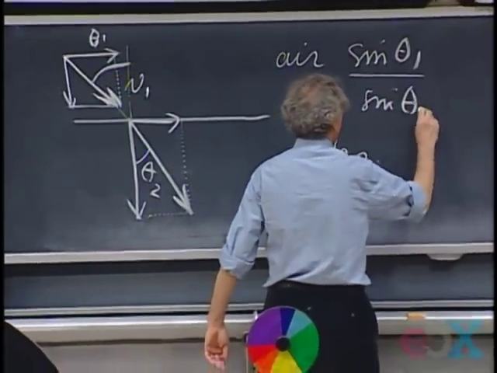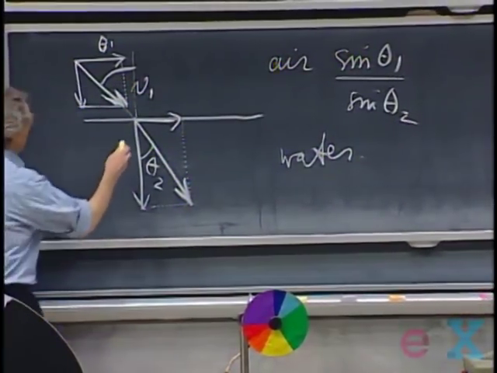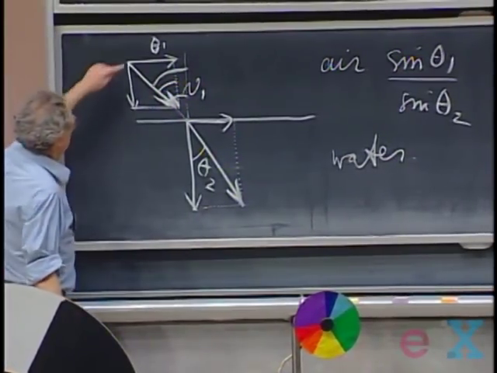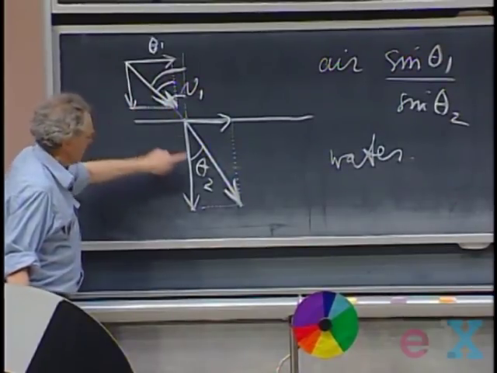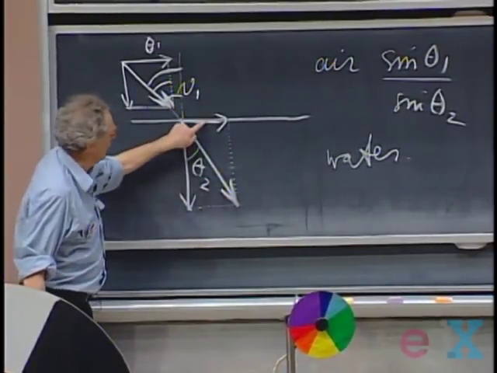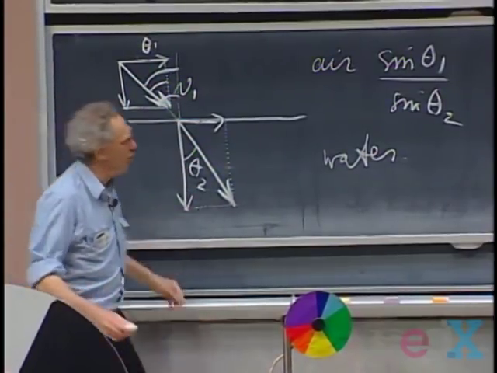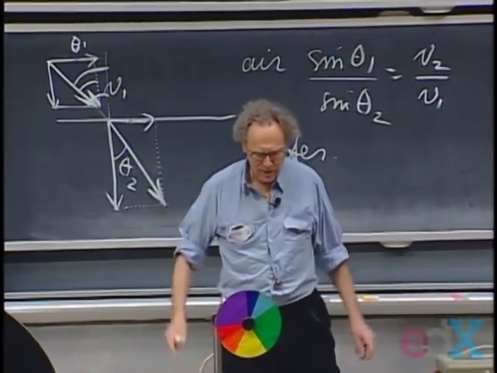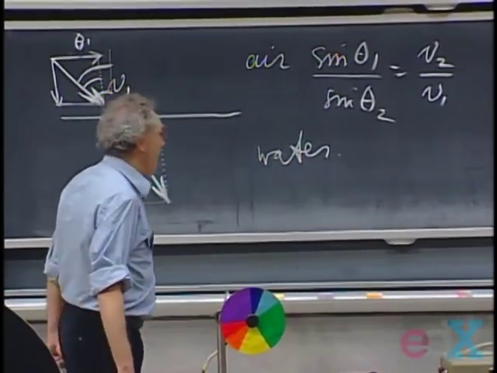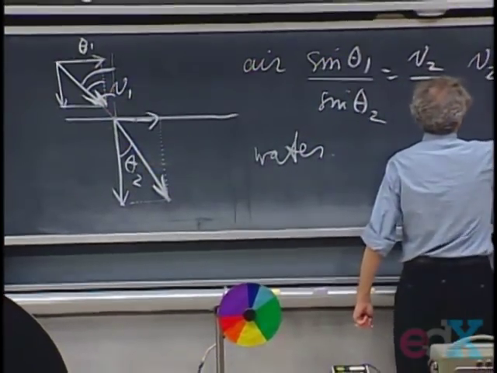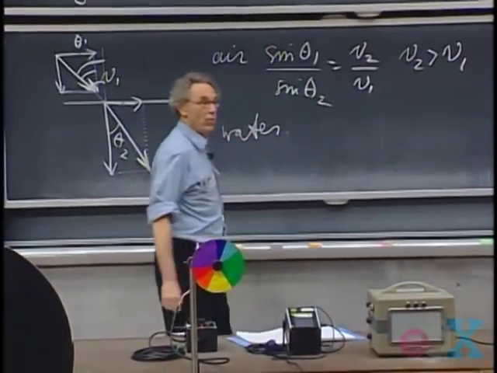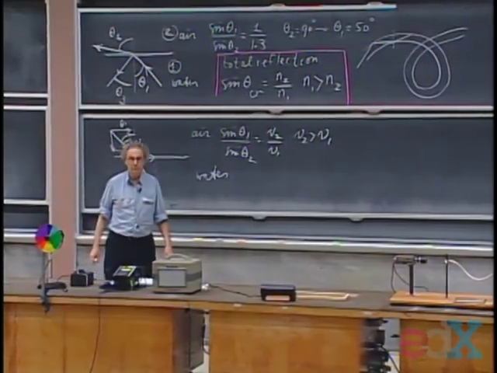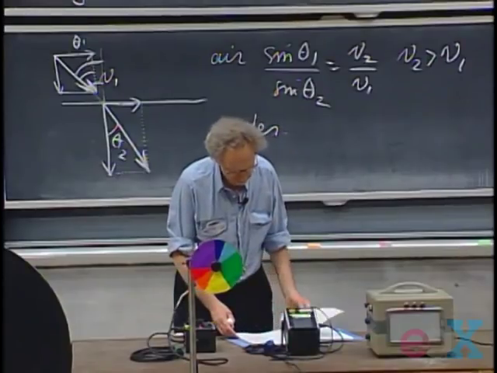The sine of theta 1, this angle is theta 1. So that's this velocity divided by this vector. And the sine of theta 2 is this velocity divided by this vector. But these two velocities are the same. And so you immediately find that this ratio is V2 divided by V1. A great victory for Mr. Newton. Except there was one problem, maybe, that it means that V2 is larger than V1. And so Newton argued that the speed of light in water is larger than the speed of white light in air. And in glass, of course, it would be even larger.